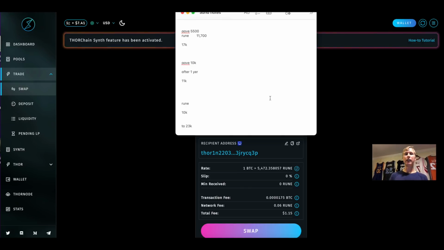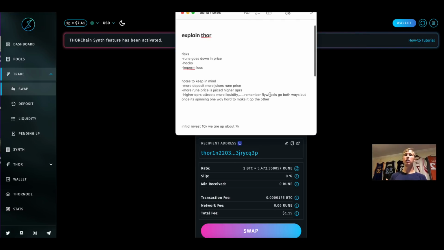Let me pull out the ADHD notes, make sure I went over everything. Explain Thor, the risks. Okay, so here are the risks. RUNE goes down in price. Like I showed you, even going down to 85% using the tranche strategy, where if you have $10,000 to invest, you throw 50% at it and you still would break even if it went down almost 85%.